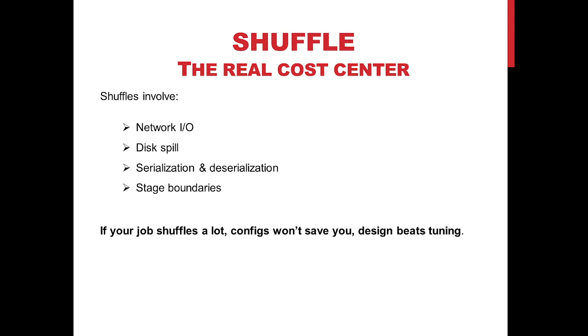Let's zoom back into shuffles. During a shuffle, Spark does network input output, disk spills, serialization, and creates stage boundaries. This is where most Spark jobs slow down. And here's a key idea. If your job shuffles a lot, config won't save you. Good design beats tuning every single time.